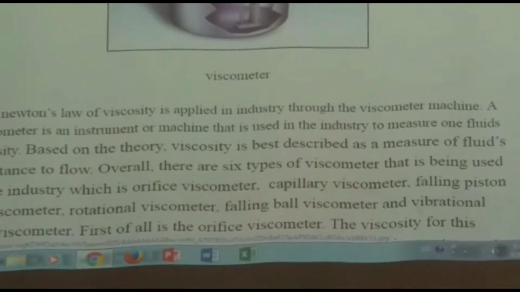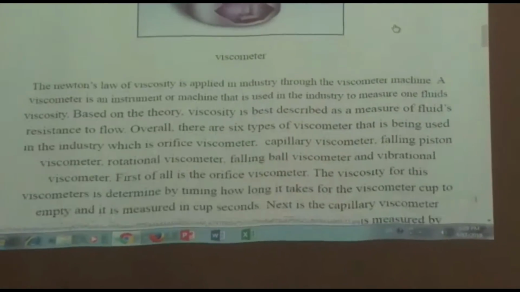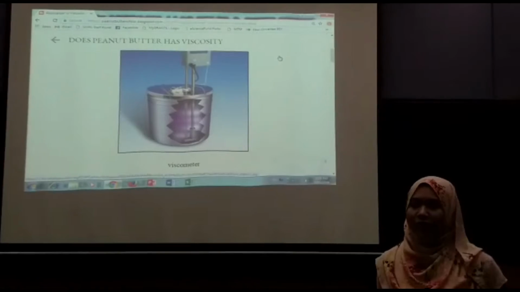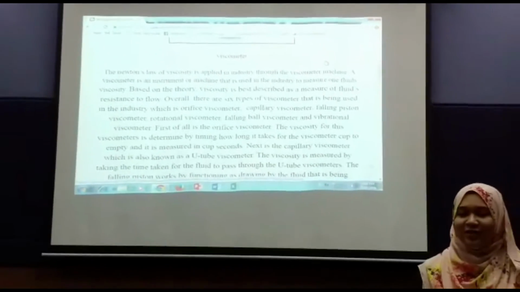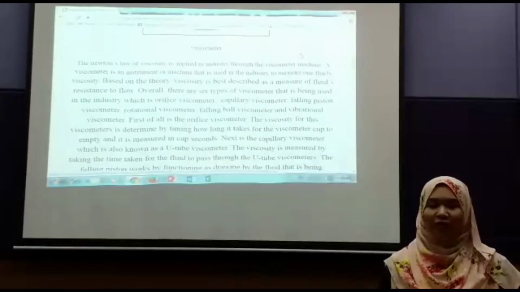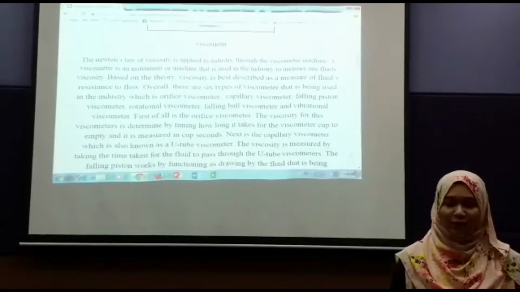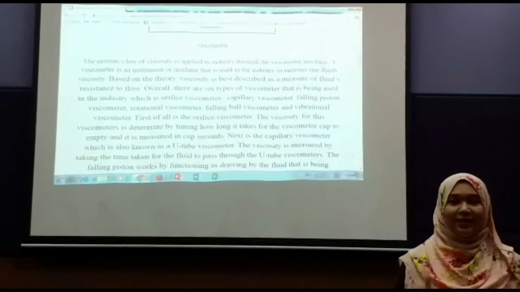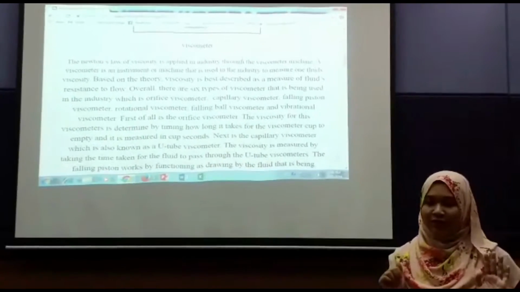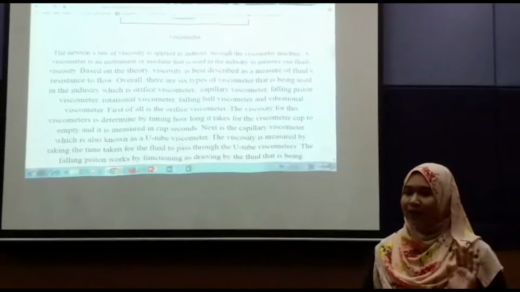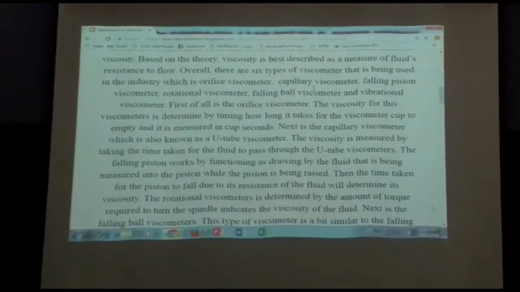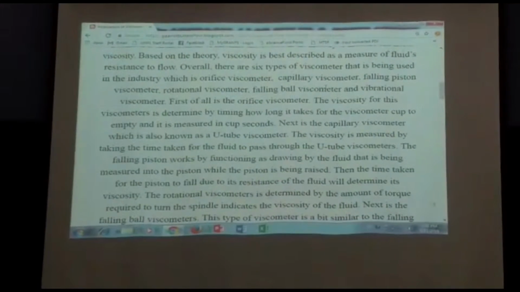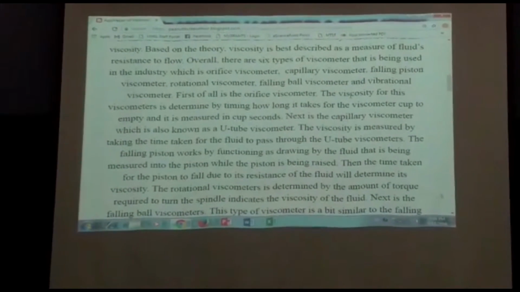A viscometer is an instrument or a machine that is used in industry to measure a fluid's viscosity. Based on the theory, viscosity is best described as a measure of a fluid's resistance to flow. Overall, there are 6 types of viscometer. First of all, there is the orifice viscometer, capillary viscometer, falling piston viscometer, rotational viscometer, falling ball viscometer, and vibrational viscometer.